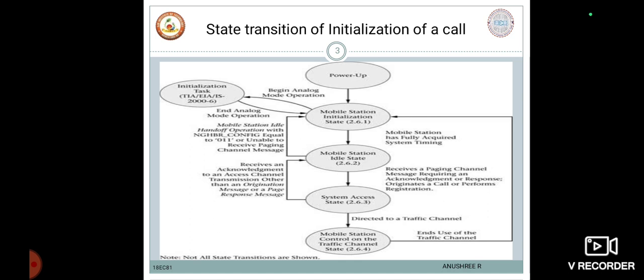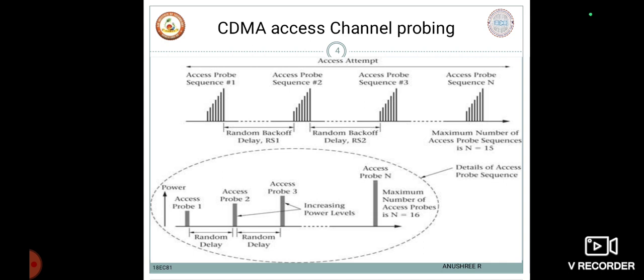Next comes the call. After knowing the registration process, let us see how the call establishment is going to happen in the CDMA technology and the channel probing concept. During the call establishment state, as we have seen already, in the initialization state we have three states: the idle state, the access state, and the traffic state.